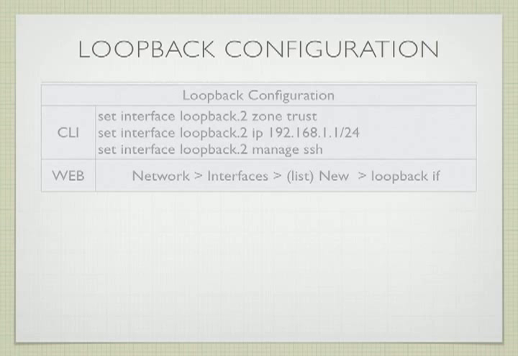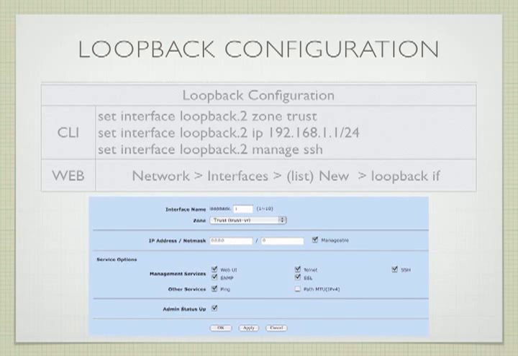In the web interface, this is an interface, so it's a network interfaces list. Click New Loopback IF interface, and we're presented with this. We can create a loopback.1 to loopback.10, assign it to a zone, assign an IP address to it, and enable whatever management services we want. And then here we can put the admin status to force it to be always up and available.